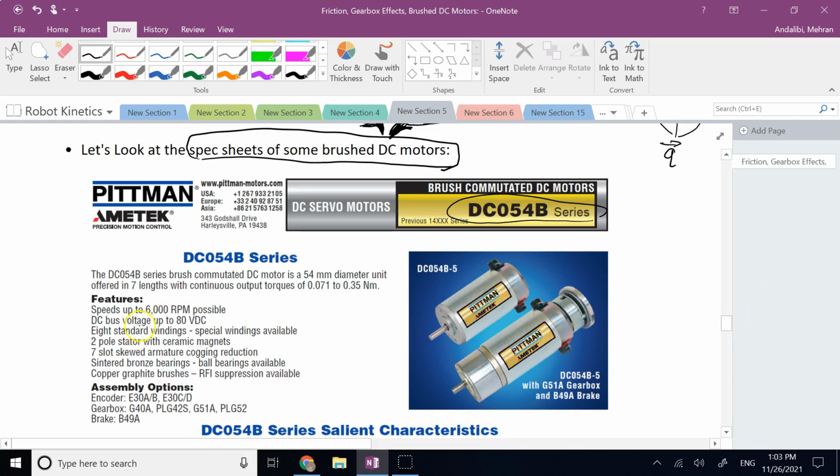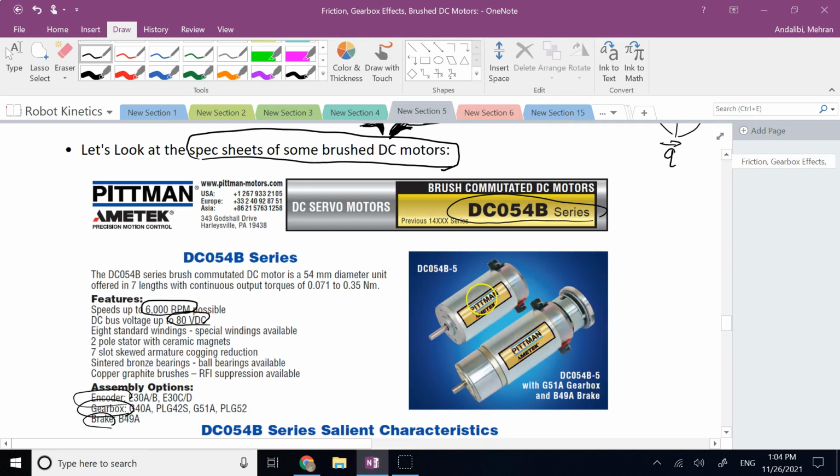And as you can see here, you can give these motors up to 80 volts DC, and they can rotate up to 6,000 RPM. Clearly, you never need motion in a robot as fast as 6,000 RPM. That's very, very fast, right? So you definitely need to bring down the RPM. As you can see here, they do have encoders, they do have brakes, they do have different options for gearbox and so on. There is no mention here of a Hall effect sensor or tachometer. So all you can get out of these motors is really their angle.